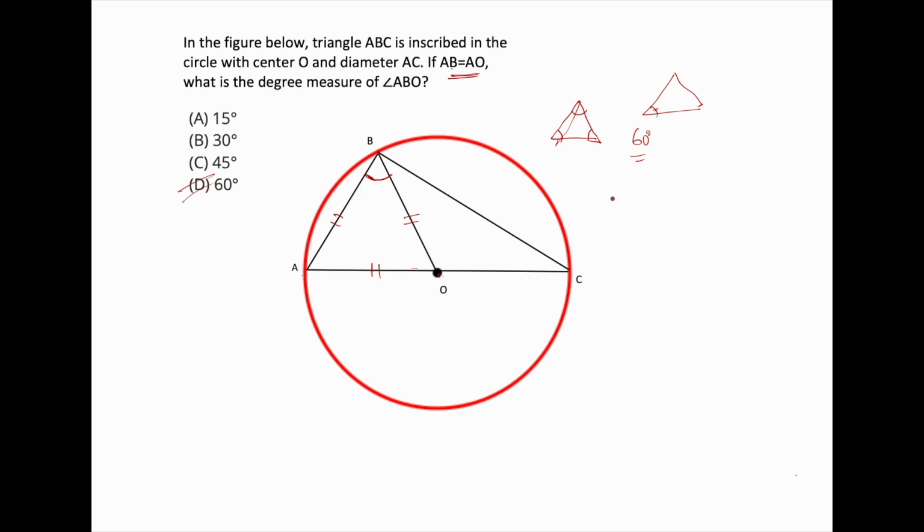Another thing that I want you to know is that the sum of all the angles in a triangle is 180 degrees. If this is A, this is B, and this is C, then A plus B plus C equals 180 degrees. This concept is applicable in all triangles, and hence oftentimes it is not mentioned in the questions, but you should know it.